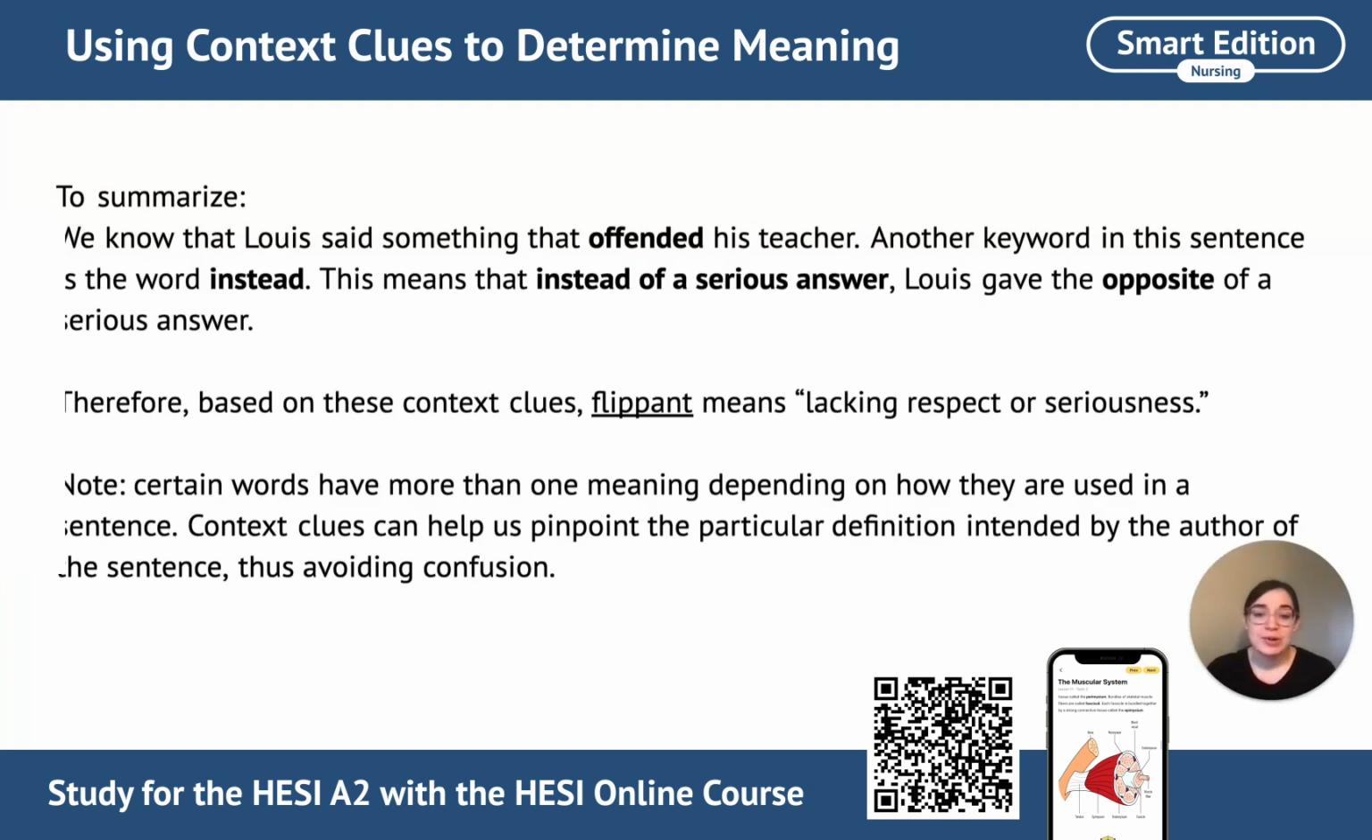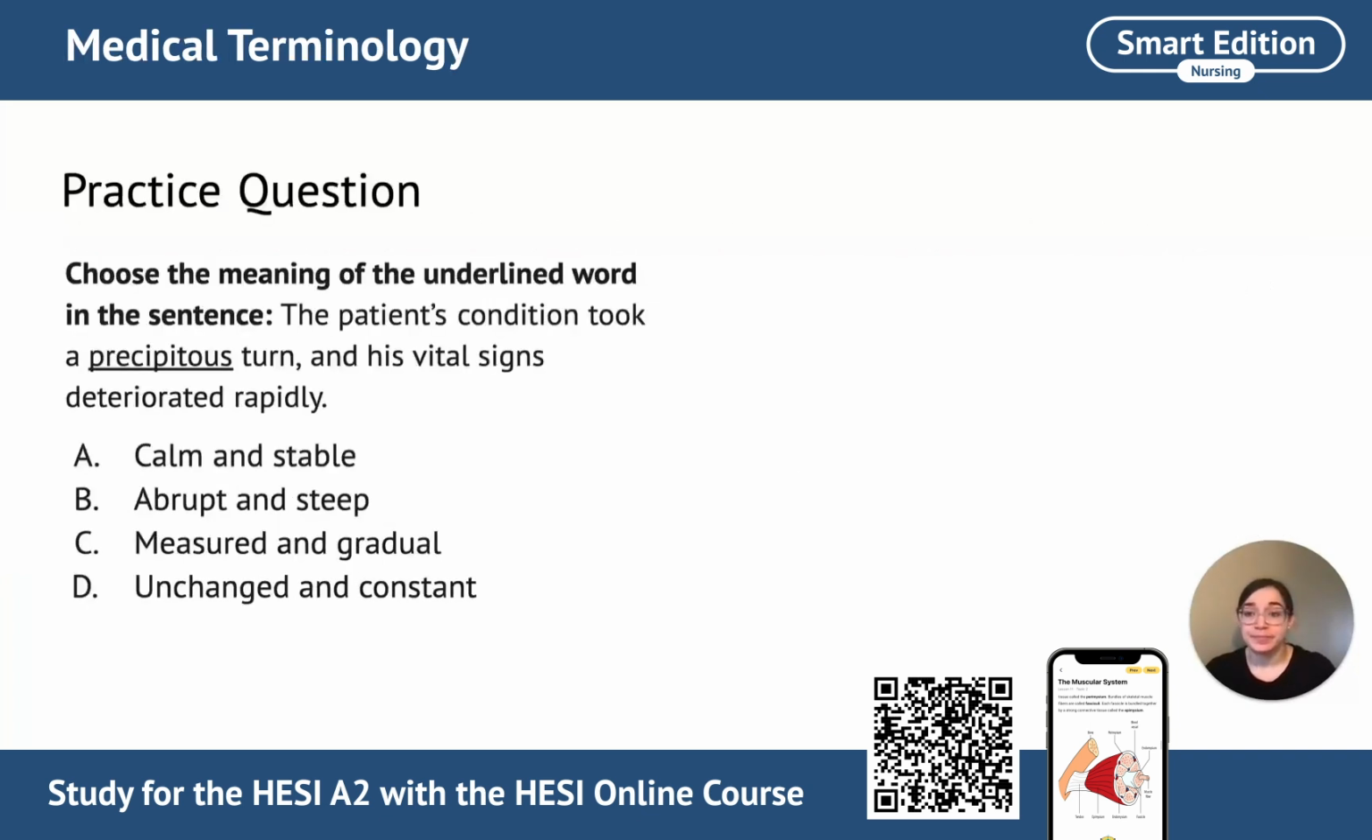Context clues can also help us determine a particular definition of a word. Some words have multiple meanings depending on how they get used in a sentence. So context clues can help us avoid confusion by helping us understand which particular meaning of that word an author was intending. So we'll go through some practice questions in our remaining time here to help us understand how to use context to guess at the correct definition of an unknown word.